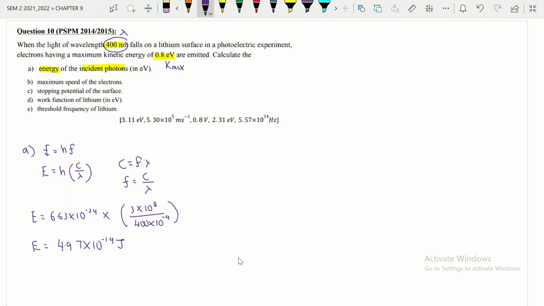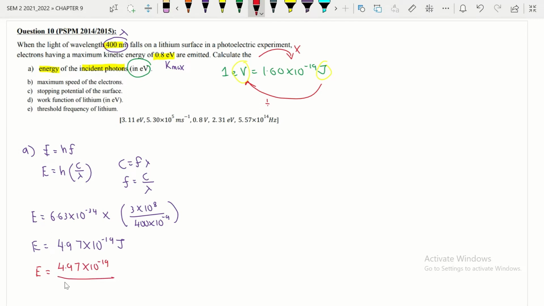But remember, you need to convert it to electron volt because the question asks in electron volt. And you need to know, 1 electron volt is equal to 1.6 times 10 to the power of negative 19 joule. If you have electron volt and want to convert to joule, you multiply. But if you have joule and want to convert to electron volt, you divide. Now you have joule, you want to convert it to electron volt, so you divide by 1.6 times 10 to the power of negative 19. So you will get the final answer 3.11 electron volt.